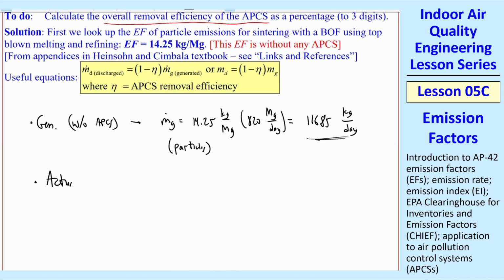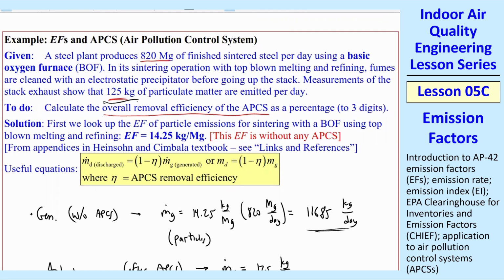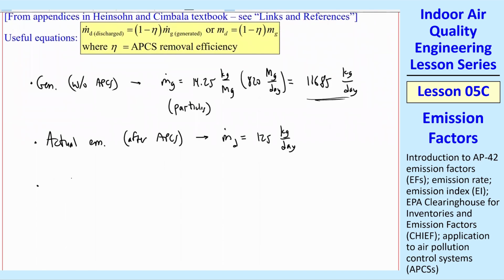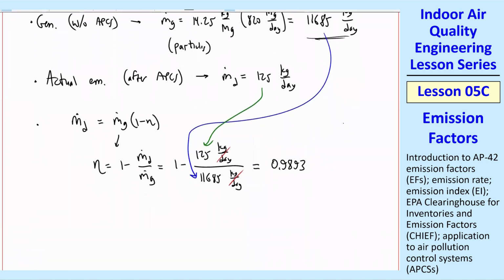And then the actual emission, this would be after going through the APCS. So we have measured that. That was given in the problem statement. M dot D in this case was given as 125 kilogram per day. That was given up here. And then we need to calculate eta. So now let's solve for eta, and we use one of these equations up here. The appropriate one is in terms of mass flow rates. M dot D is m dot G times 1 minus eta, which we can solve for eta and plug in the numbers. And I get 0.9893. So I would write my answer to 3 significant digits as a percentage, just multiply by 100. So 98.9% would be my final answer, again, to 3 significant digits.